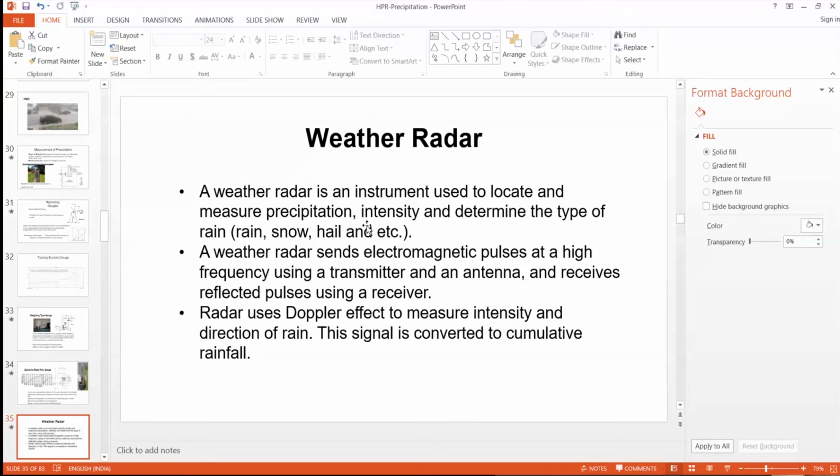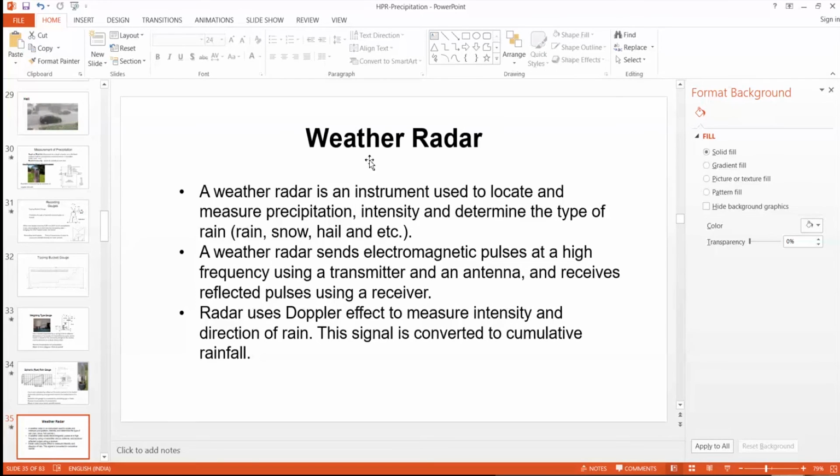So these are important recording rain gauges. And nowadays, governments are also depending on weather radars for rainfall recordings. This weather radar is an instrument used to locate and measure precipitation, the amount and intensity of precipitation, and to determine the type of rain, whether it is rain or snow or hail, etc.